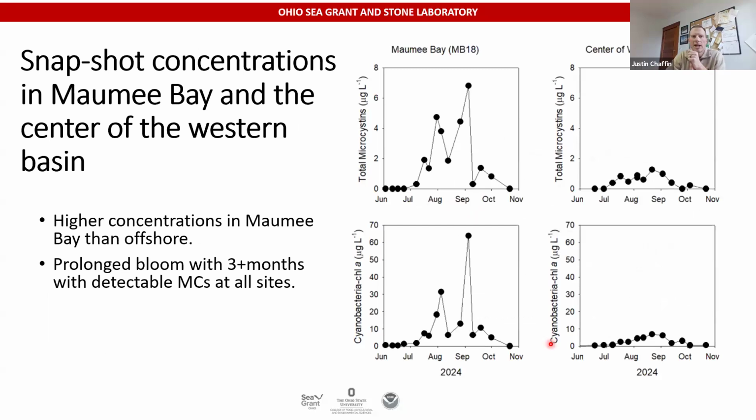If we just look at the snapshot concentrations that we get from the routine water quality monitoring, we see that microcystins on the top are much higher in Maumee Bay than they are in the offshore. That's expected. And cyanobacteria concentrations, again, much higher in Maumee Bay than the offshore. Again, that's expected. The bloom last year was very long. We had over 3 months of detectable microcystins at all sites, with detection starting in late June and persisting into late October.